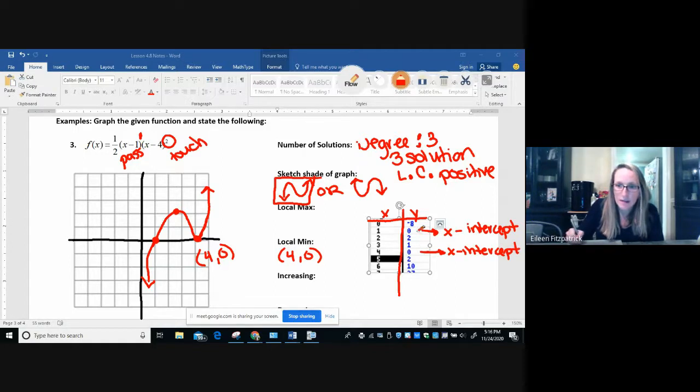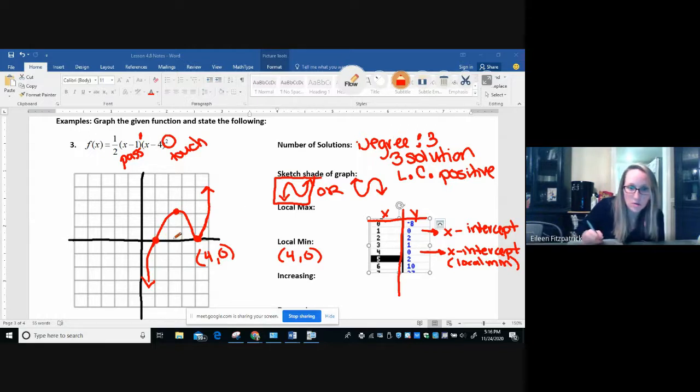Okay, and then you can see that we change directions. Oh my goodness. So we changed directions, we sat at 4, 0, right? So it's an x-intercept and we change directions. So it's also your local min. And then where else did we change directions? It looks like we went up to 3, 1 and then changed directions.